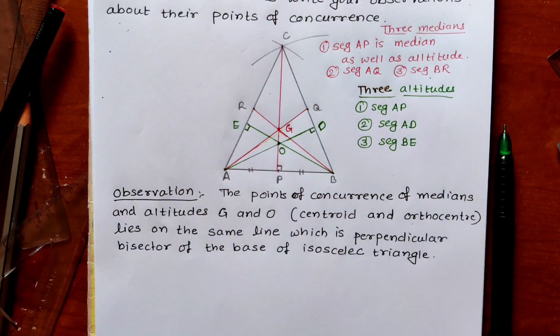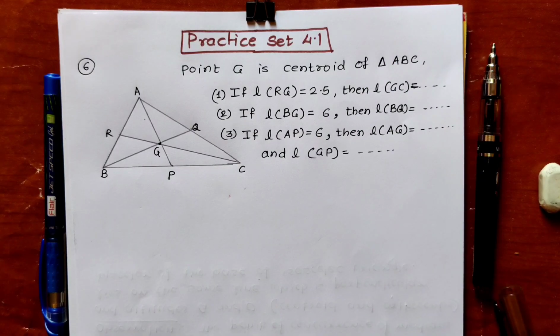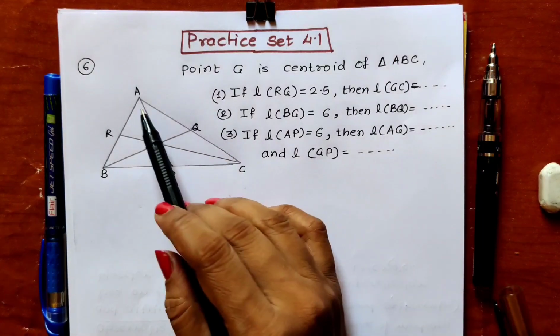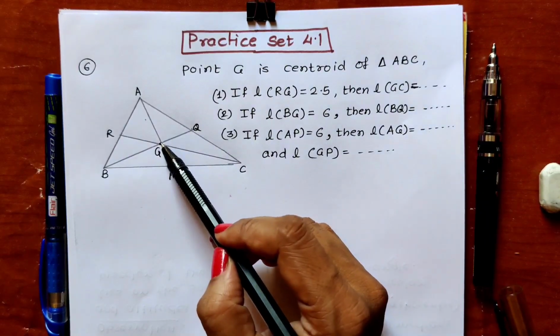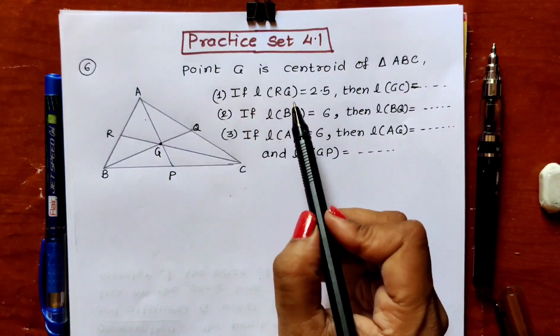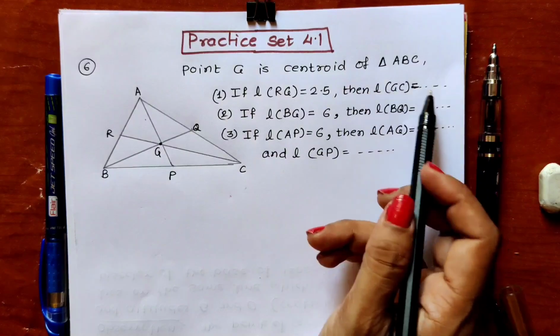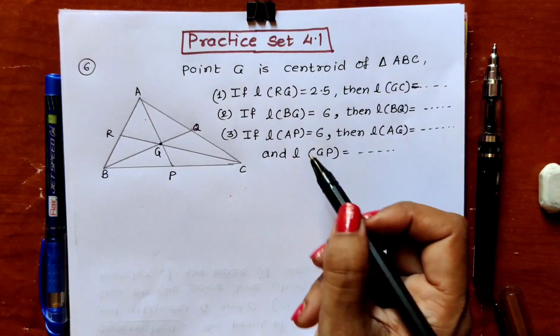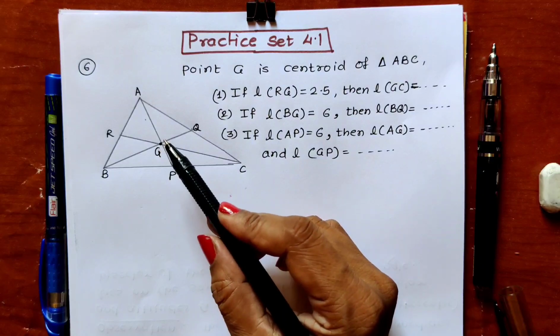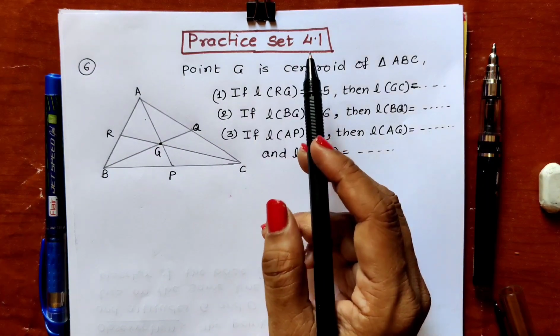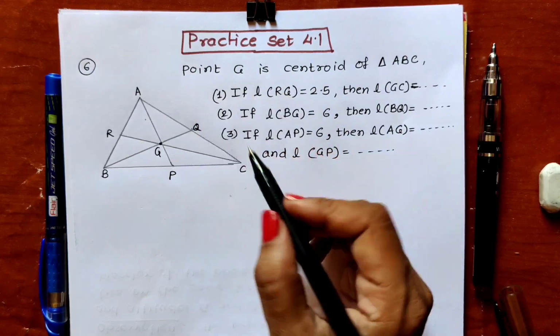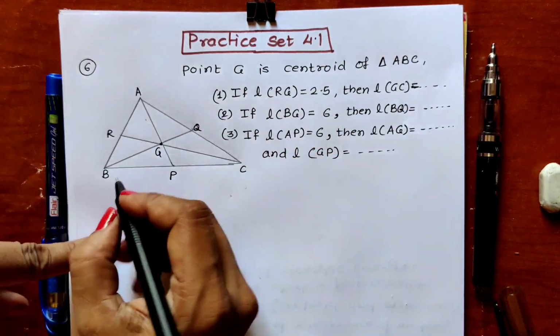Now let us solve this question number 6. The diagram is given. Point G is the centroid of triangle ABC. This point G is the centroid of triangle ABC. We have been given certain distances and we have to find out the other distances. Now see children, we have seen the property of centroid in our previous video of 4.1 part 1. What is that property?